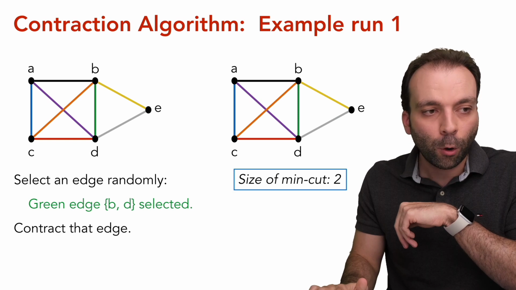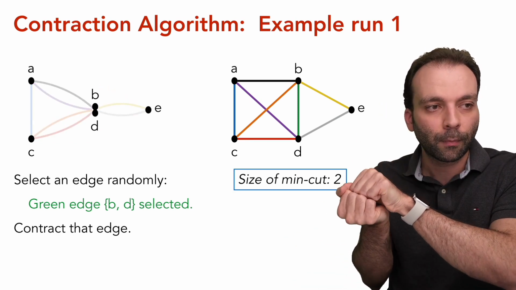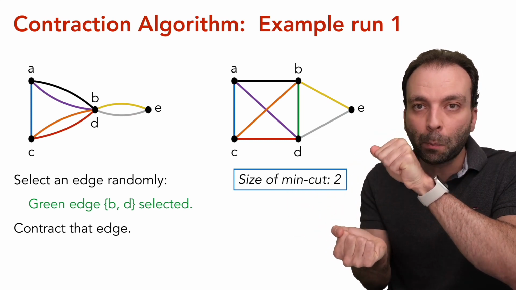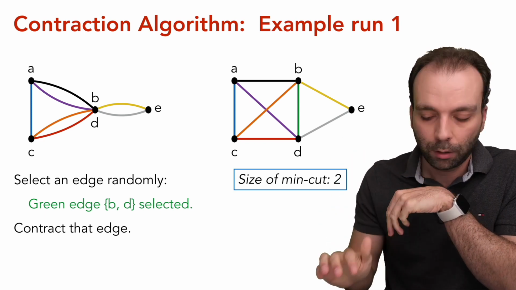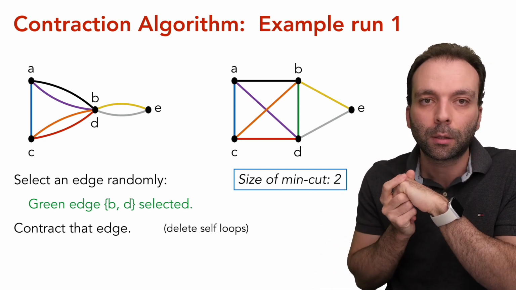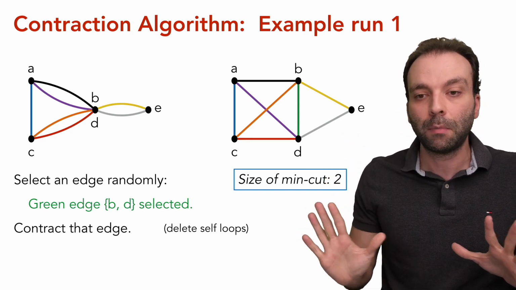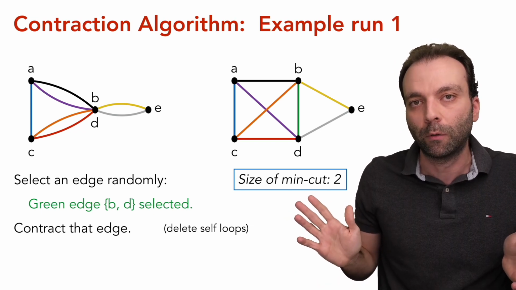So if you contract this edge, this is what happens. B and D come together. Every other edge is there, but the green edge, the original BD edge, became a self loop, and we just threw it out. Delete self loops in this process. And this is one iteration of the algorithm, and this is all you do. So you just keep repeating this operation over and over again.